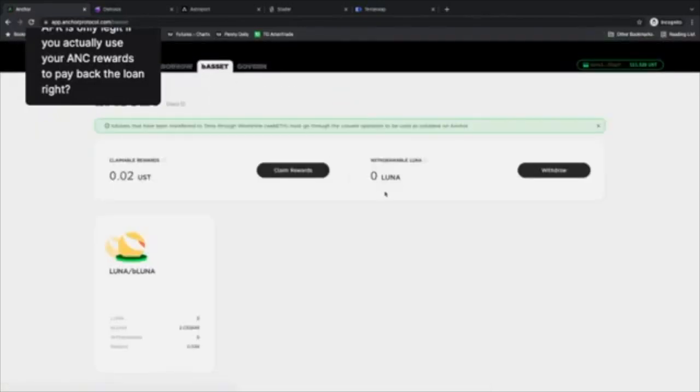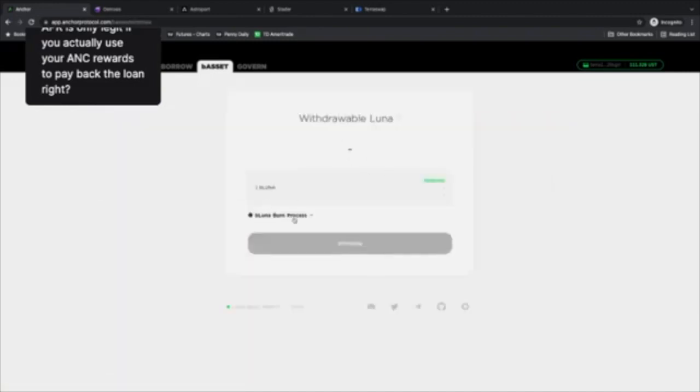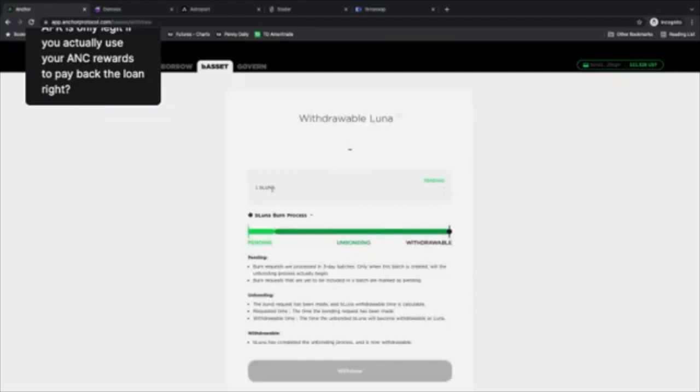So if I go back to my B asset, and I see this withdrawable Luna that you're going to see on the B asset tab, if I click withdraw, you're going to see what's pending. Okay, so I have 1 B Luna pending. And what Sefi was saying earlier was, once it comes out of pending to unbonding, you'll get a little description that says you've burned 1 B Luna, and then it's going to be Luna in your wallet like 21 days from now.